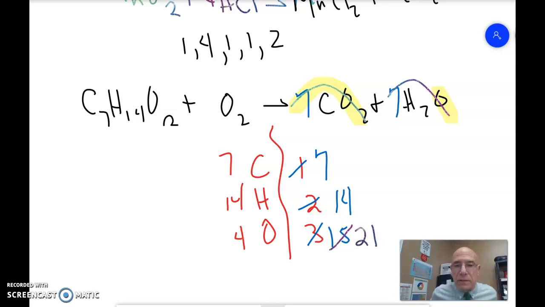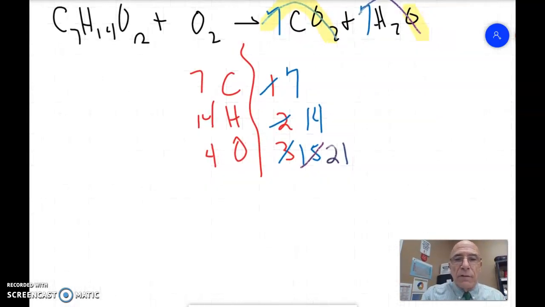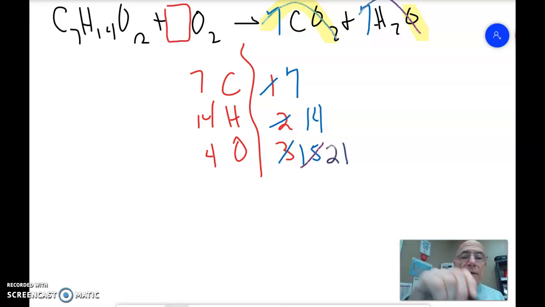So the only thing that's unbalanced is the oxygens here. And here's the trick. If you know a little bit of algebra, you can use algebra to solve this problem. You can also solve this problem by doing a little bit of trial and error. Okay? So there is some magic number that's going to go in front of the O2 that's going to make those oxygens equal to each other. You don't want to change the coefficient in front of the C7H14O2 because if you do, you're going to have to restart again because it's going to change your carbons and it's going to change your hydrogens.